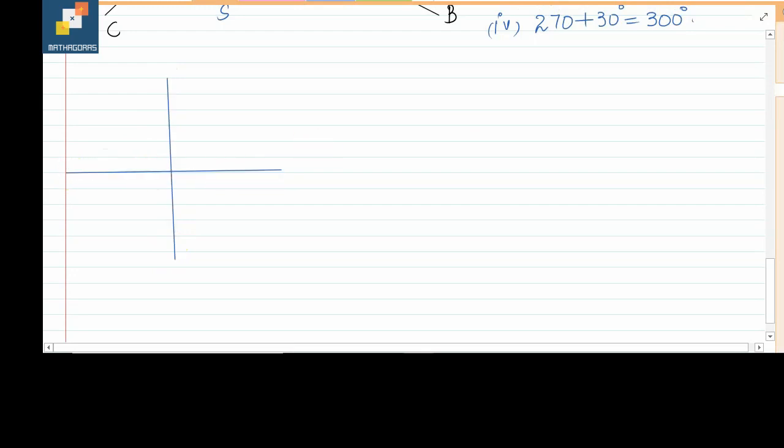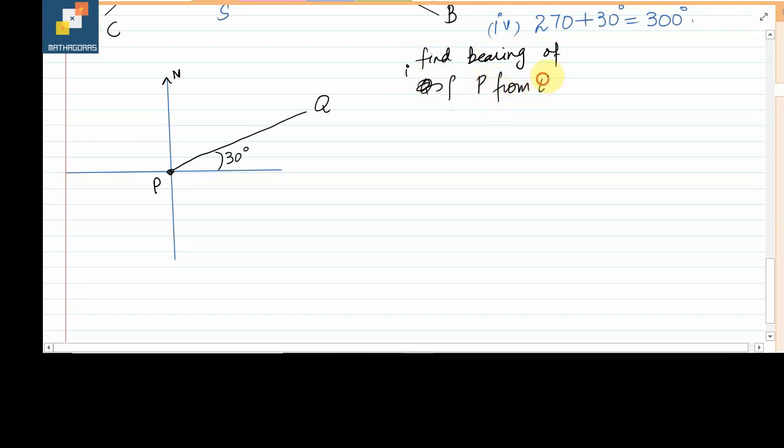Now the second step. Let's suppose that this is point P, it's a north of P, and that is line Q, and we have an angle of 30 degrees. Now there are two parts in this question. First, find the bearing of, the first part is P from Q, and the second one is Q from P, right? So there are two parts of the same question.